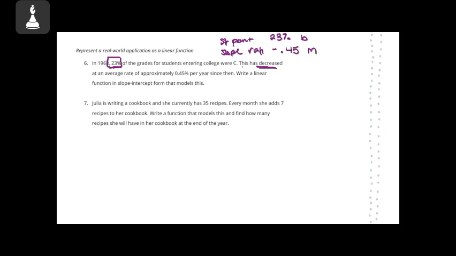So our equation, our function f of x is going to equal slope negative 0.45x plus 23%. Or if you want to think about it, 23 is the start minus 0.45x. Either way, it does not matter which one you put first. Just that the 23 is positive and that 0.45 is negative.